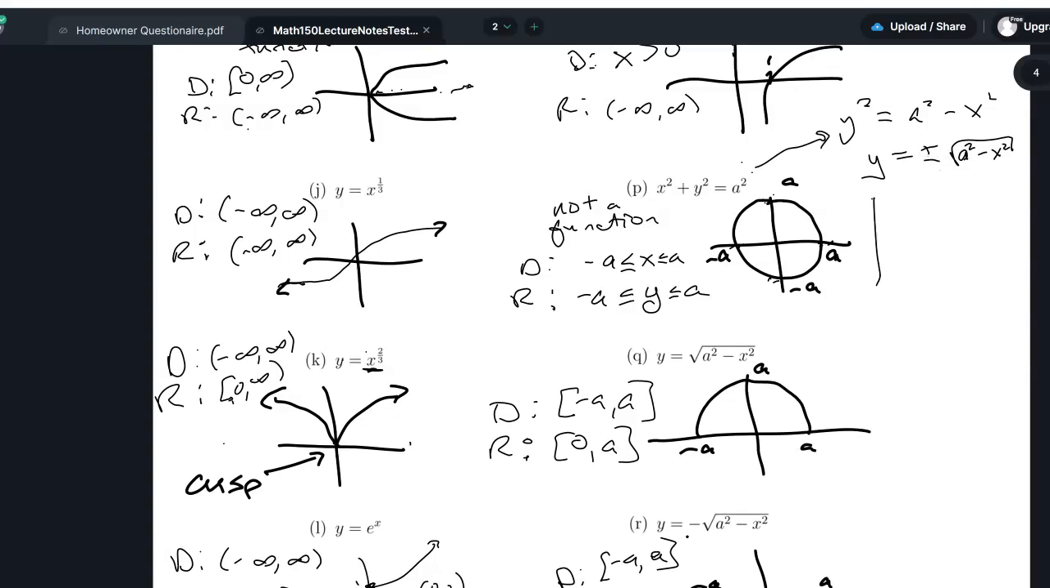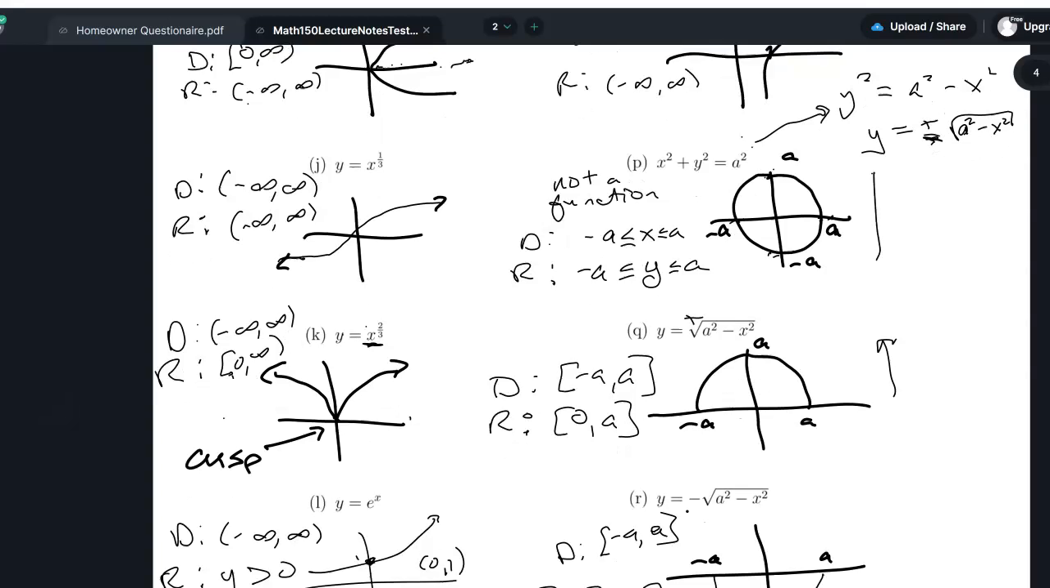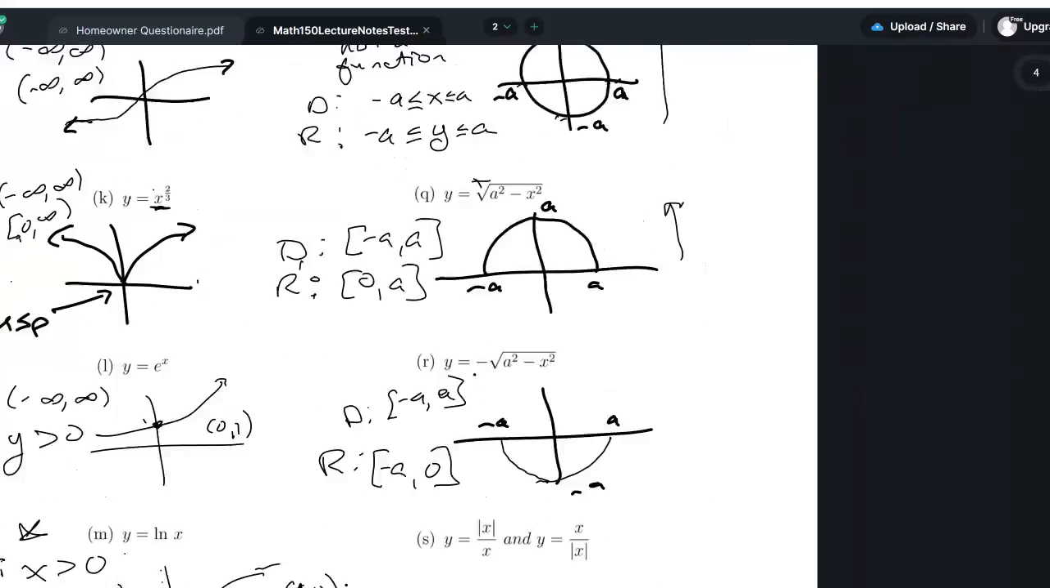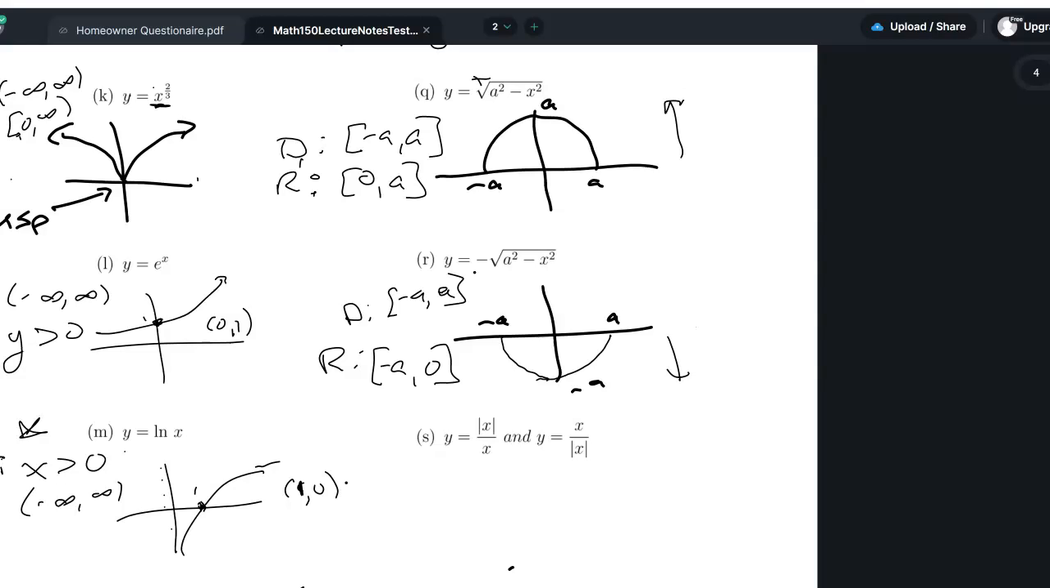So if I was to take the positive, this gives me where the y's are positive, and where the y's are positive is above the x-axis, so it would be the top half of the circle. And if I take where the y is negative, that would be here, where the y's are negative, so that's the bottom half of the circle. So get to know, be familiar with these two.